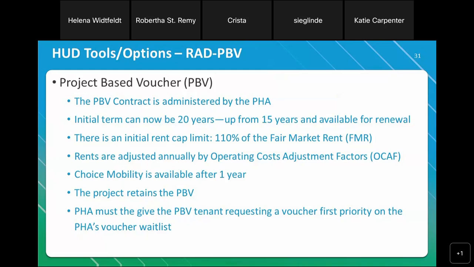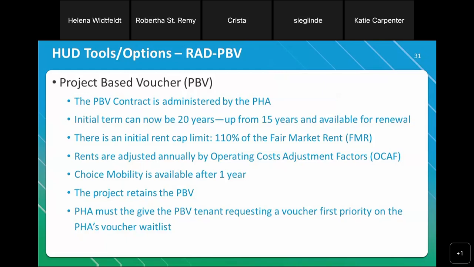You have to request it though. And then you have choice mobility availability after 1 year. So the tenant has the opportunity, and that can be a burden for the housing authority in how to maintain choice mobility. And you have a unit turn now, right? Because a tenant may opt for this particular option to say, I only stay in that unit for a year and then I want to move, because that vehicle does exist under Section 8.